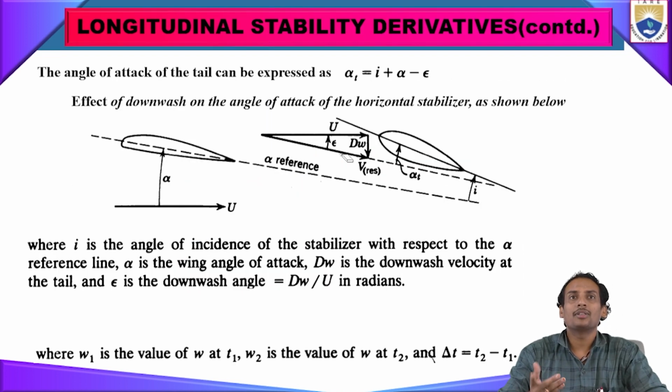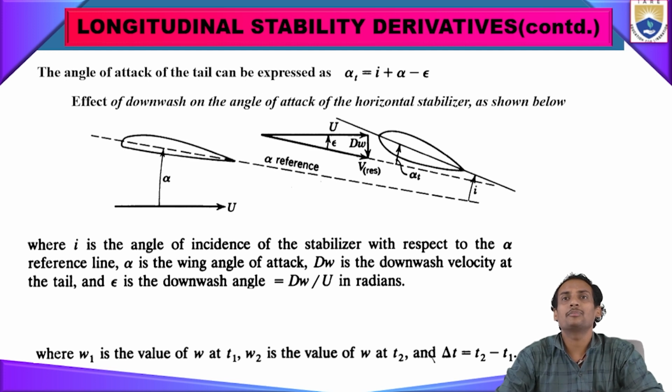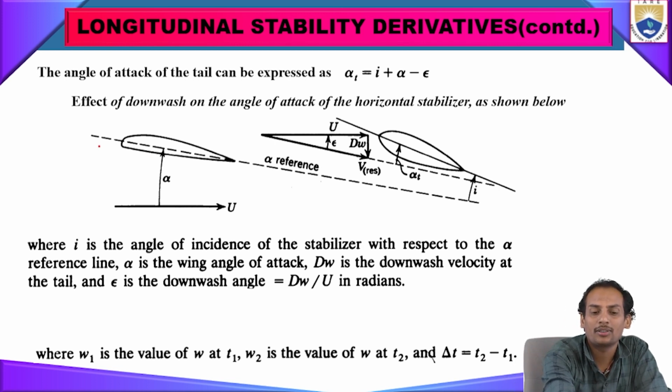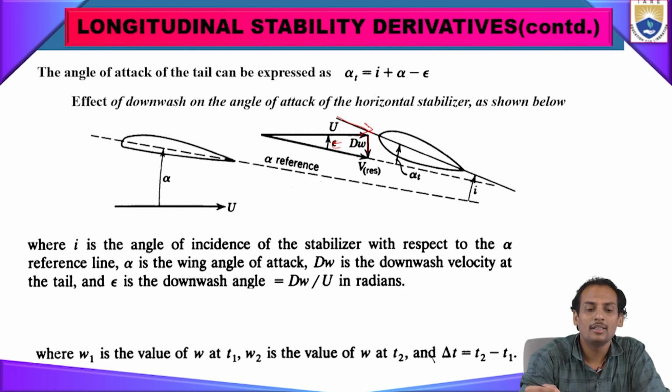So you see the angle of attack changes with respect to the downwash. How does the downwash angle of attack of the horizontal stabilizer look? If this is the wing chord line and this is the alpha reference line, see here, the velocity changes. The velocity change is explained with epsilon, the component of downwash velocity is dw, alpha t is the tail angle of attack, and this is the actual velocity over the tail.